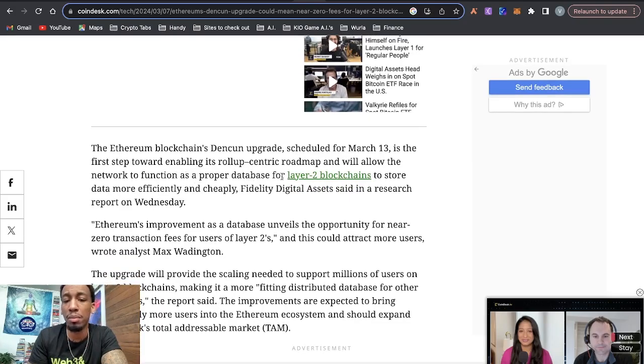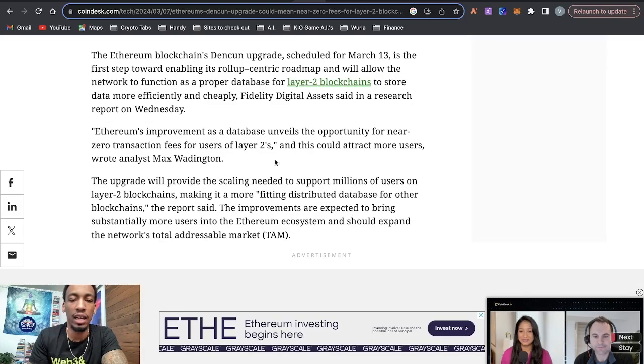So if we read a little bit here, it says that it will allow the network to function as a proper database for L2 blockchains to store data more efficiently and cheaply. And like I said in the beginning, it unveils an opportunity for near zero transaction fees for users of layer 2s, which could attract more users. So the Dencun upgrade is live. We're going into a bull market. We got the Bitcoin ETF. We got the halving a few weeks away or a month away. So now let's go into some more L2 data so I can keep drilling the point home as to why I think L2s are going to explode in the bull market.